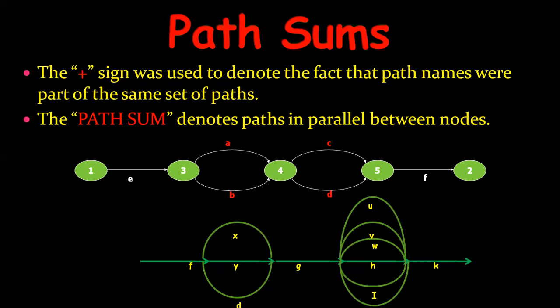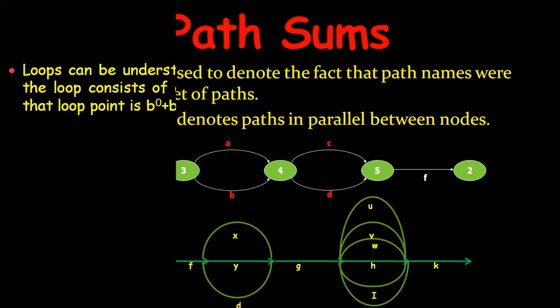So here path sum is commutative and associative. Commutative in the sense X plus Y is equal to Y plus X. Sum is commutative, but product is not commutative. And it is associative as well. So instead of (X plus Y) plus Z, we can write X plus (Y plus Z). So path sum is both commutative and associative, whereas the path product is associative, but not commutative.